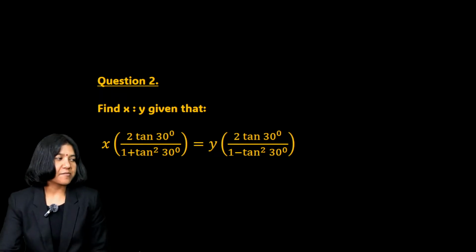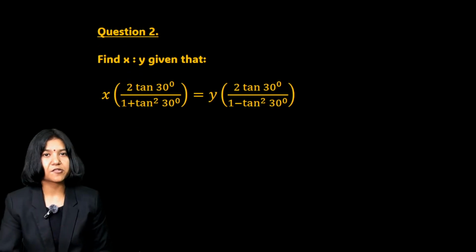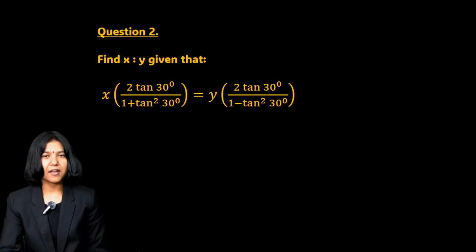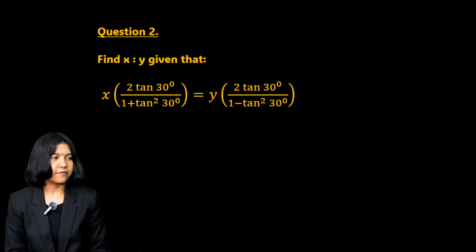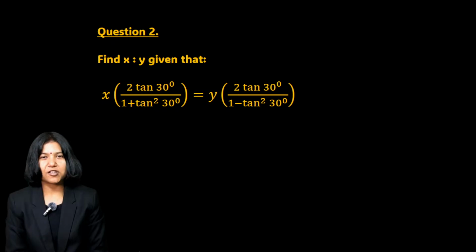Now the question tells me to find the ratio of x to y, provided they have given you an equation in terms of x and y. First of all, always look at the question carefully, and you see something interesting: you have the same common terms, 2 tan 30, on both sides, and instead of 1 plus tan squared 30, you have 1 minus tan squared 30 on the right side. So I would suggest get rid of the common terms before you jump into evaluating by plugging in the values.